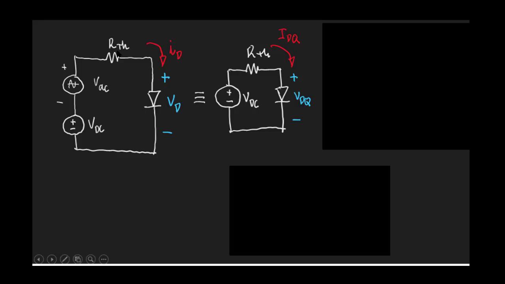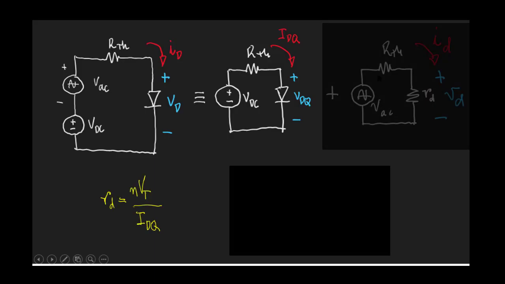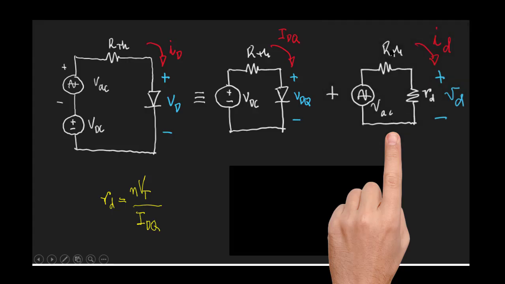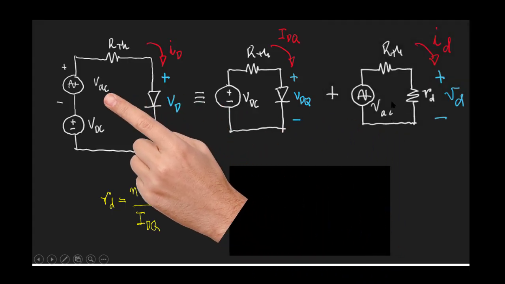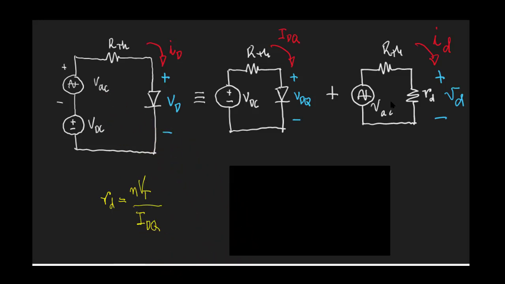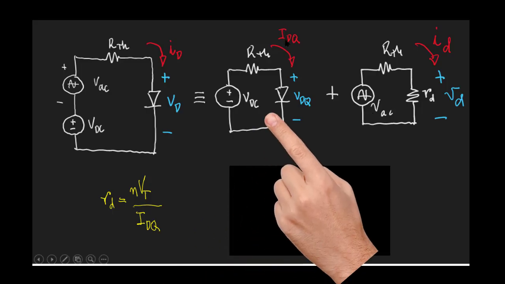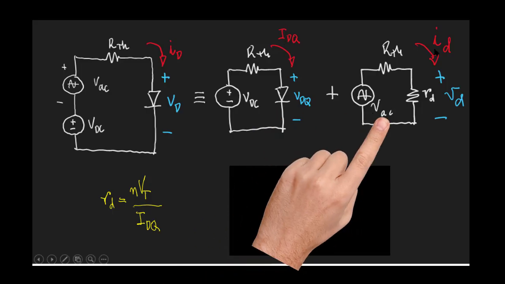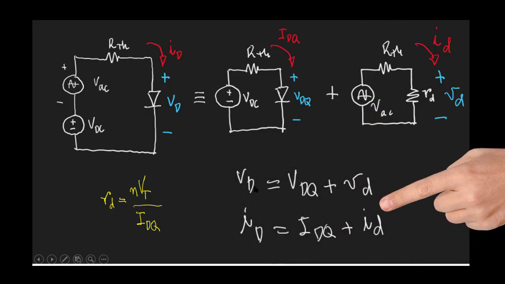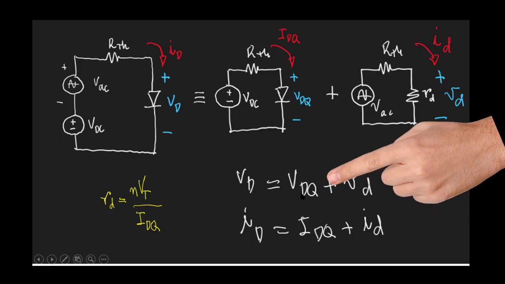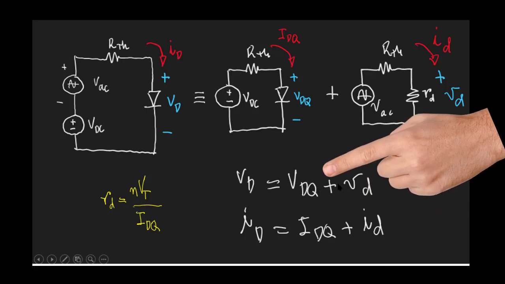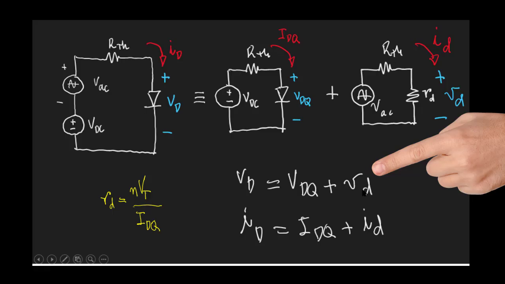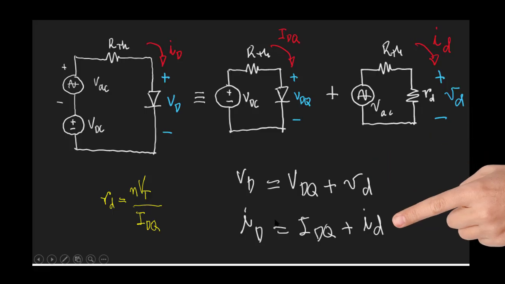This is a short, R Thevenin continues to be there, but the diode looks like a resistor up here, RD. That is the circuit seen by the AC signal, the small signal. The solution to the circuit is a superposition of this solution and this AC solution, both for the current and for the voltage down here. The actual voltage in the diode has a DC component VDQ and an AC component, lowercase v, lowercase t. The same is true for the current.